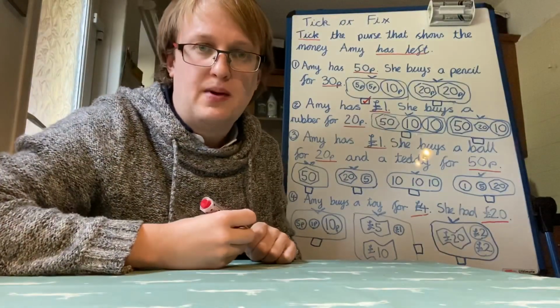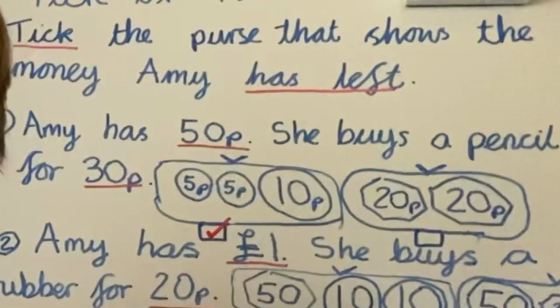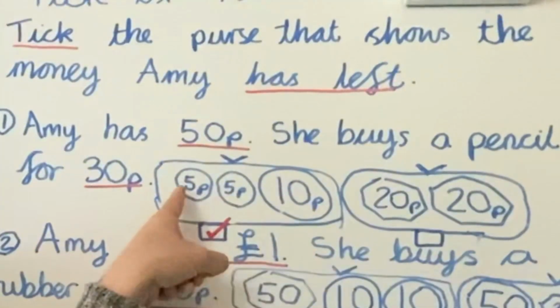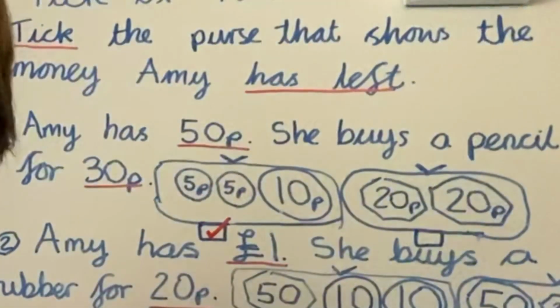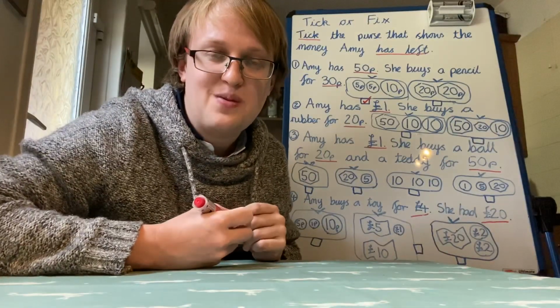Step 5 is to check my answer. 50 take away 30 equals 20. There's 20p, 10, 15, 20. There's 20p in that purse. That must be the right purse. How do you get on with that?